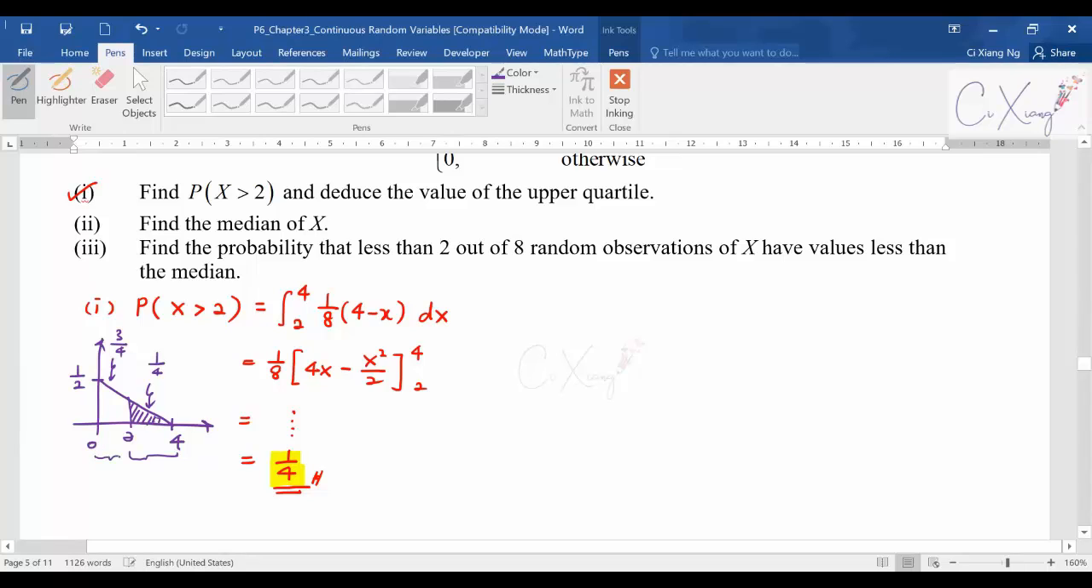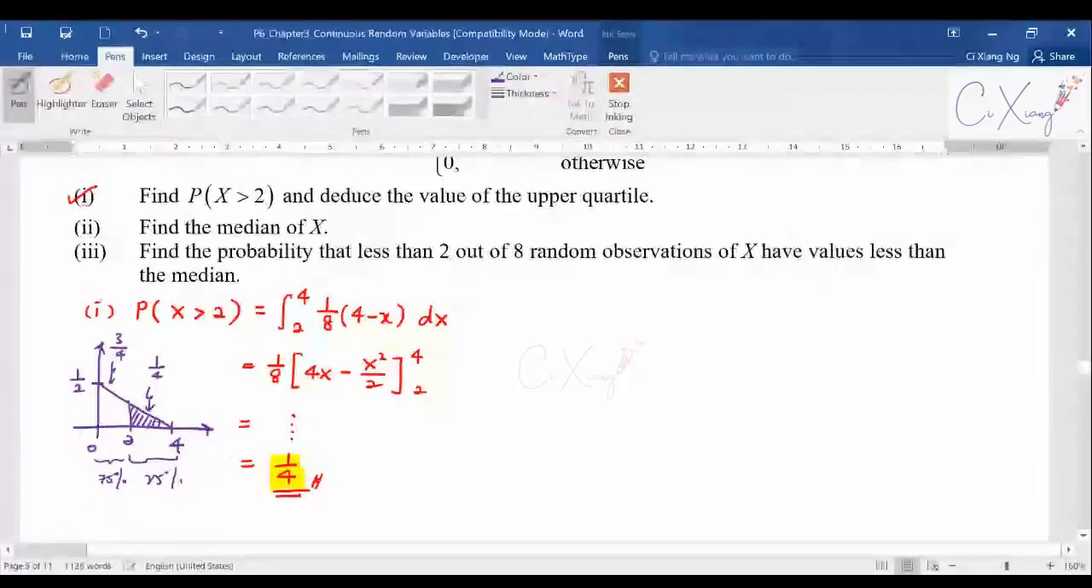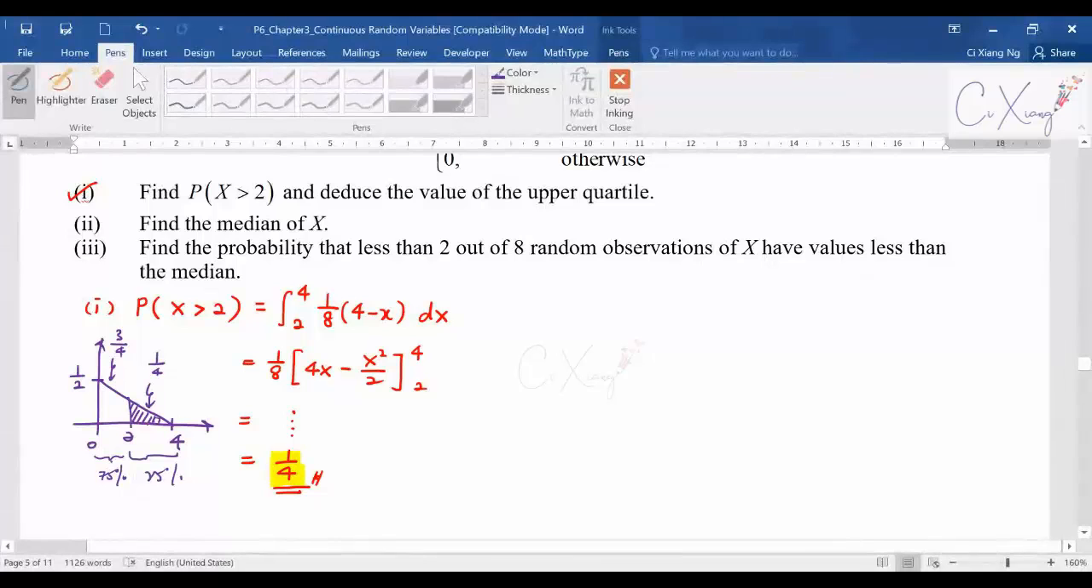And then from 0 until 2, the area covered is 75%. So this one is 25%. So I think you can see very clearly now. When you're having the smallest value until a certain value here, and the probability is equal to 75% or 0.75, that means this particular value will be your Q3.